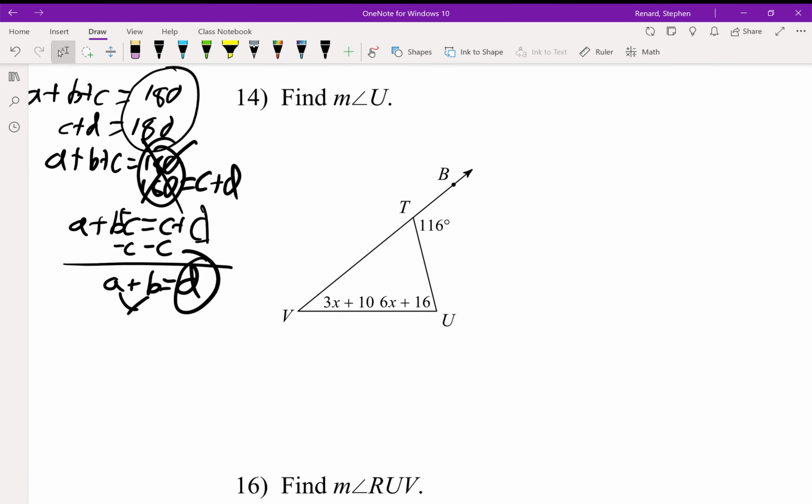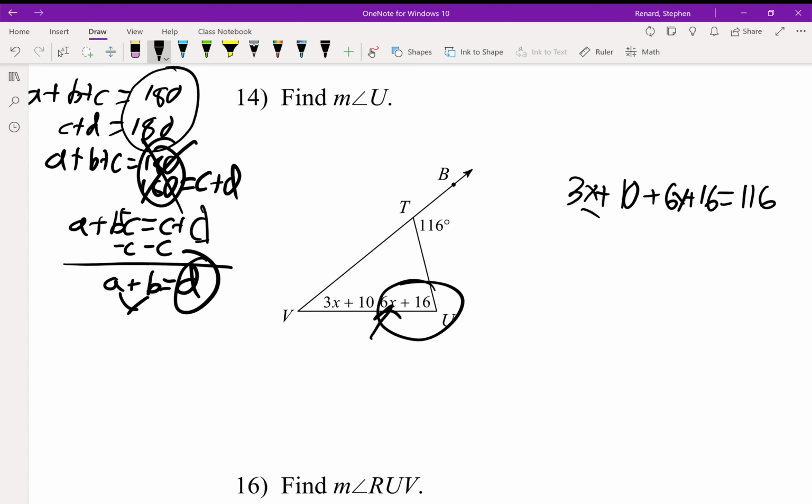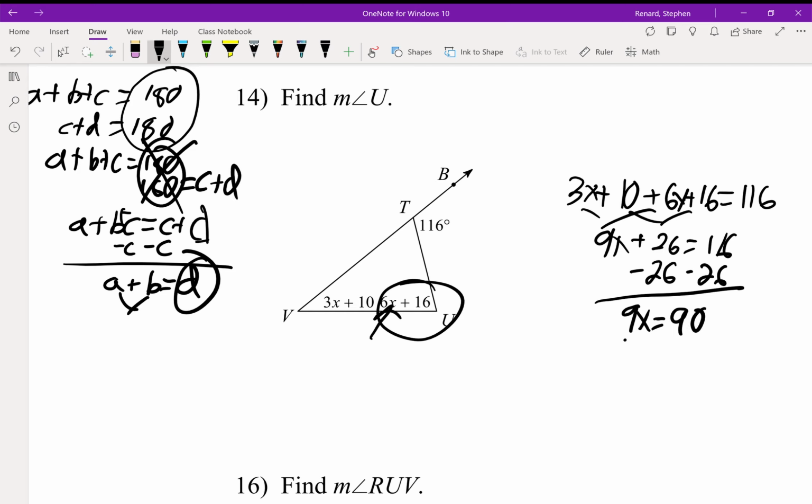Same thing for number 14. This time we're looking for u. So once we find x, we're going to plug it right there. So we add those two inside angles, 3x plus 10 plus 6x plus 16 equals 116. Those combine for 9x. Those combine for 26. 116 is 116. We're going to subtract 26 from both sides. And we get 9x equals 90. Divide both sides by 9. And we get x equals 10.